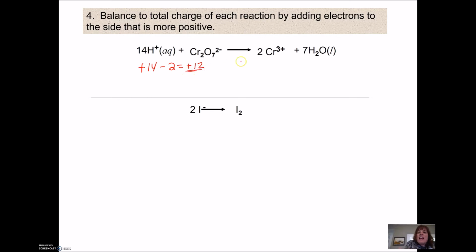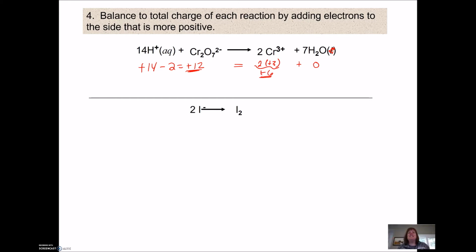Now, this has to equal the total charge on the other side. So let's see what we have on the other side right now. So I have 2 of these plus 3s, so that'd be 2 times plus 3, which would be plus 6. And notice, and again, forget about that stupid liquid sign there, notice there's no charge here. Water is a neutral substance. It never has a charge, so that's going to be a 0. So that means that my total charge on the right side is plus 6, which does not equal my total charge on the left side, which is plus 12. And it should always be that way.